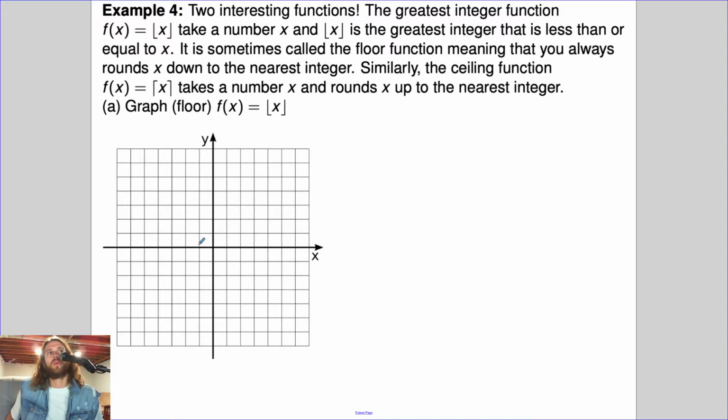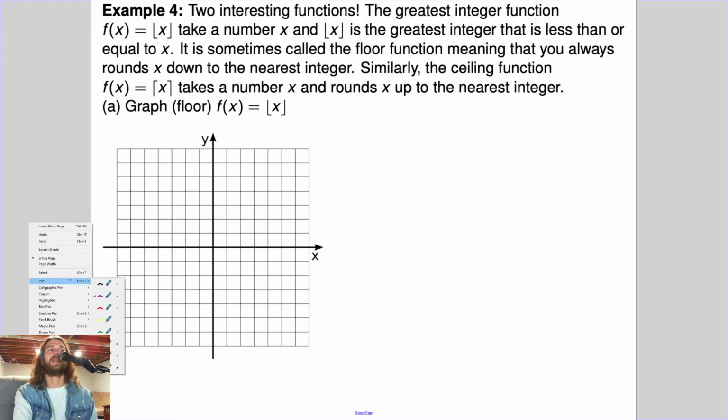So the two interesting functions we're going to talk about are the floor and the ceiling function. This graph in part A is called the floor function, and this is also a piecewise function that continues forever. It's a repeating pattern with an infinite number of steps. They're also called step functions. So it looks like this.